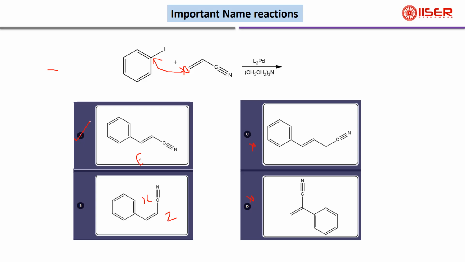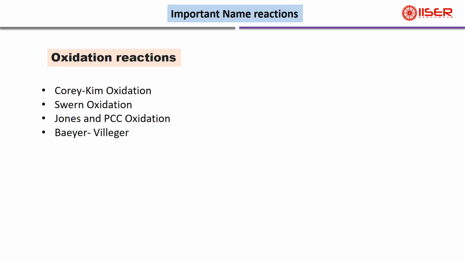So now we'll move to a different type of reaction. We have already discussed this coupling reaction, I think. Now we'll discuss different types of important oxidation reactions. There are different oxidation name reactions. First one is Corey-Kim oxidation, then Swern oxidation, Jones and PCC oxidation, and Baeyer-Villiger. All these reactions are usually used in laboratories and companies for synthesizing different important molecules.